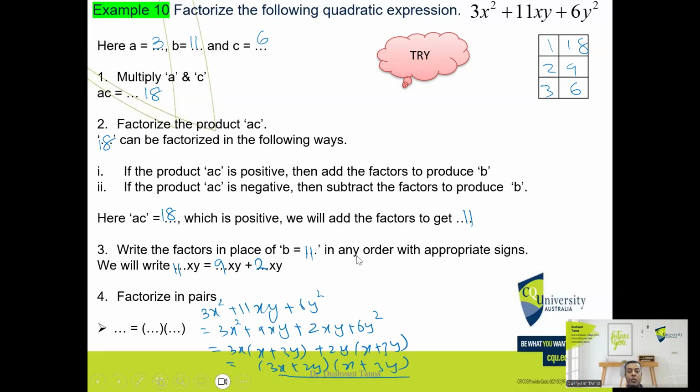3x plus 2y and x plus 3y. Quickly verify the first term, 3x times x, 3x squared, awesome. 2y times 3y, 6y squared, awesome. The intermediate step would match.